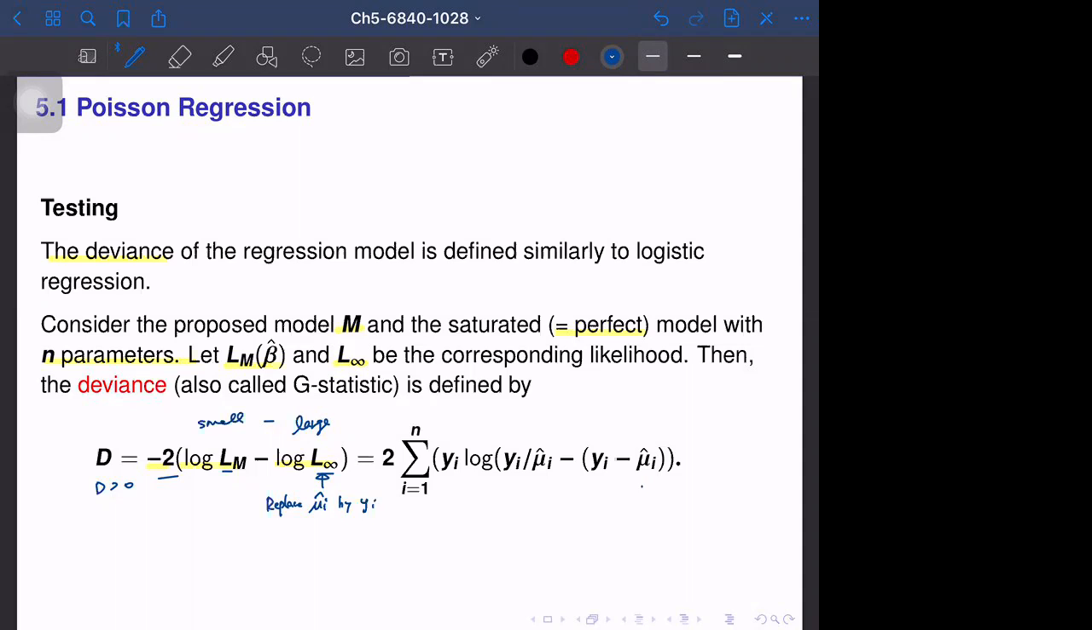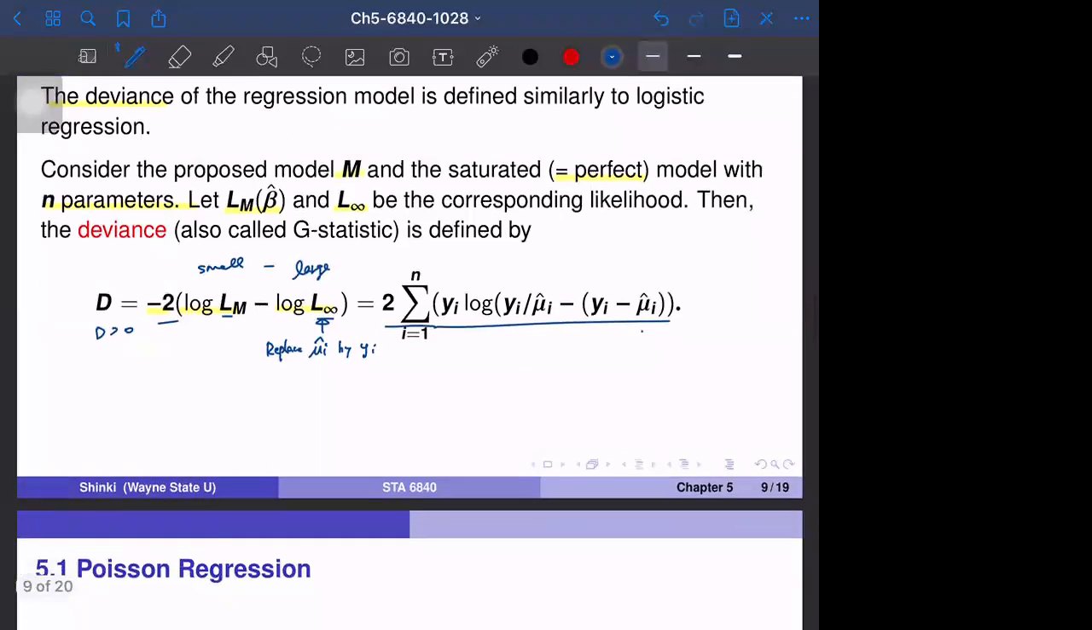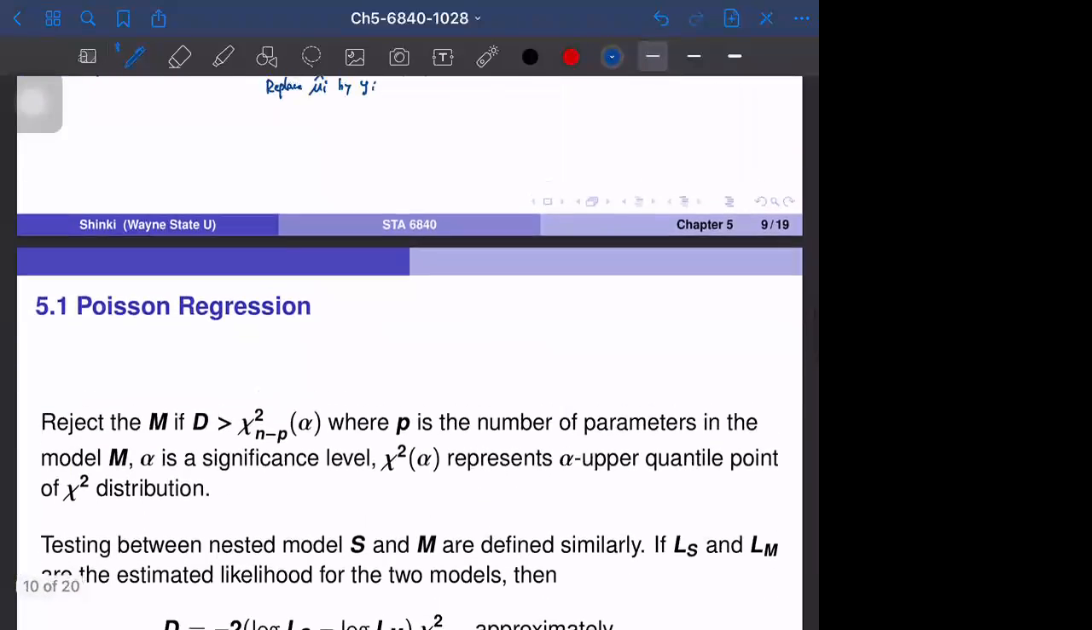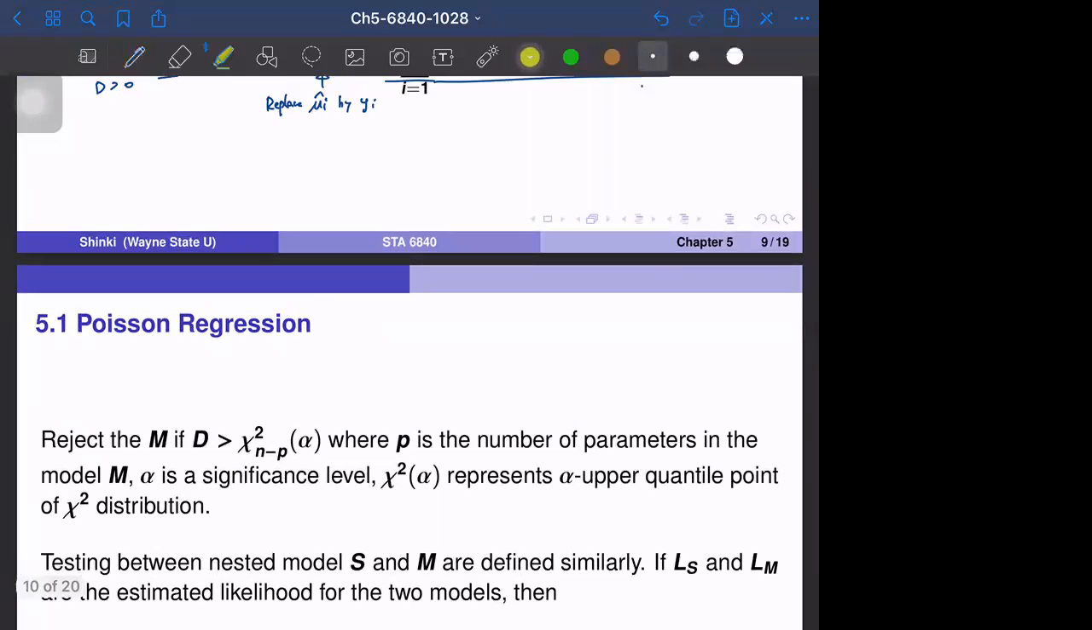So that makes this quantity equal to this. Then we can use the chi-square test. So reject the null hypothesis that our model M is true if this is larger than the upper quantile of the chi-square distribution. So this is the chi-square test.